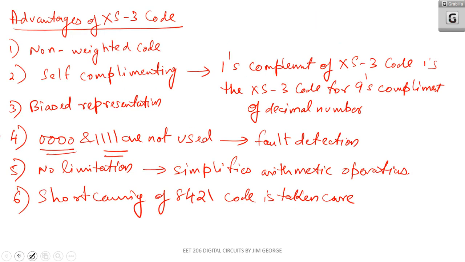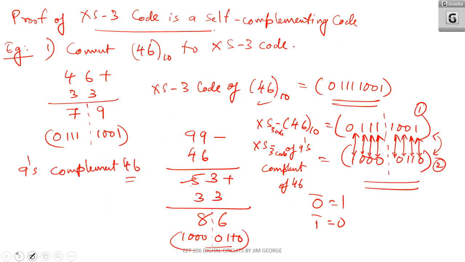Then what are the advantages of XS3 code? And I have proved this part. I have proved that the 1's complement of the XS3 code is the XS3 code for the 9's complement of the decimal number. That is proved here. Okay. So with that, I am ending the lecture on XS3 code.